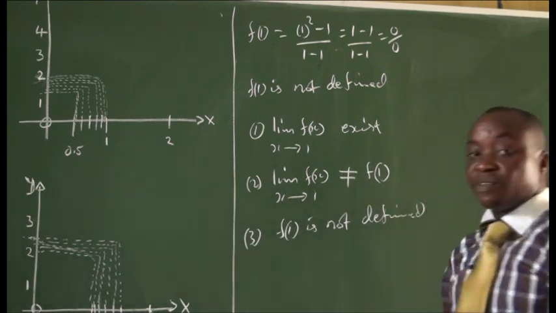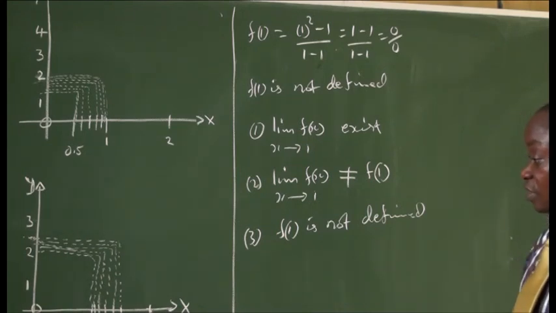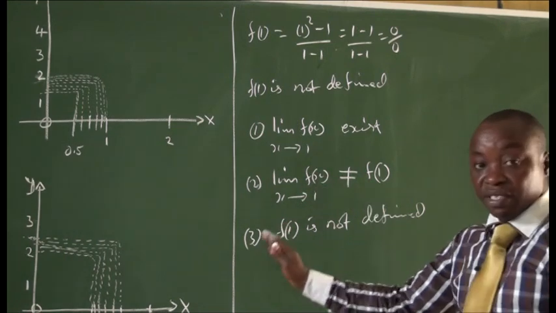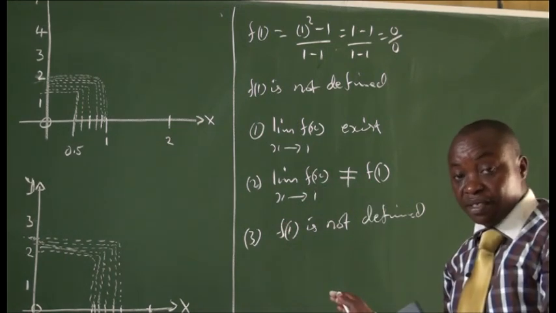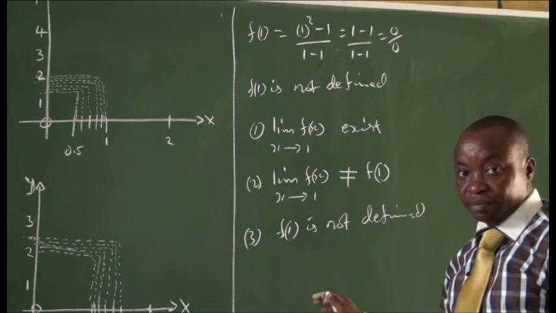Another way to say that is that f of 1 does not exist. F of 1 does not exist. So these are the properties that I've seen here. These properties are very important when we are going to talk about continuity, so you have to note them.